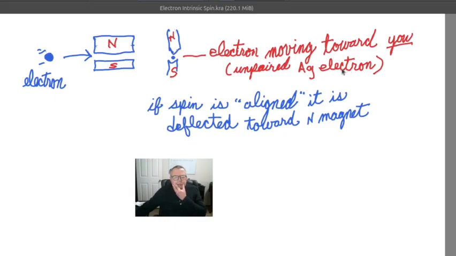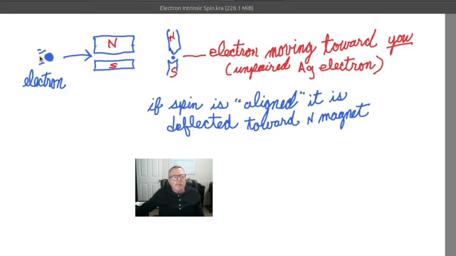It's going to take some discussion here, because what difference does it make whether it's paired or unpaired? Well, you just have to wait. Keep watching these videos, and when we get into the hydrogen atom and other quantum chemistry, that'll be pointed out. But for right now, this is the reason why silver was chosen, because it had this one unpaired electron.